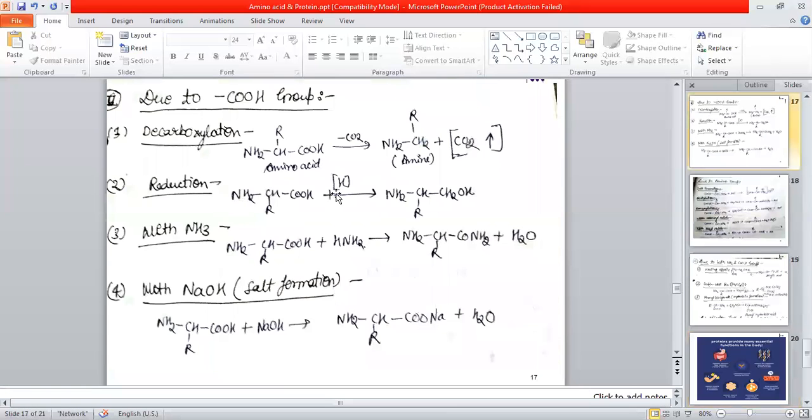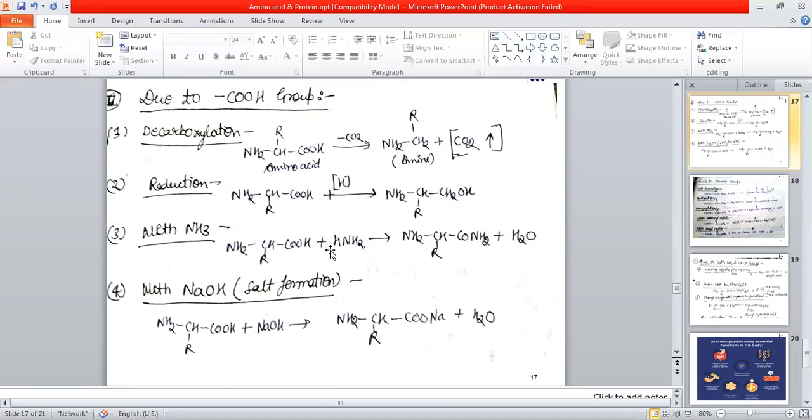This one is the chemical properties due to the COOH group. You will see that all these reactions are only attacking the COOH group. Carbon dioxide will be removed and you will get this particular compound. When it is reduced, as I told you, alcohol will be oxidized to aldehyde and ketone, and aldehyde and ketone will be oxidized to an acid. Similarly here, vice versa, when the acid is reduced, it will be converted into aldehyde or ketone. The aldehyde or ketone will be reduced into alcohol. So there will be two times reduction, and it will be converted into NH2CHR CH2OH.